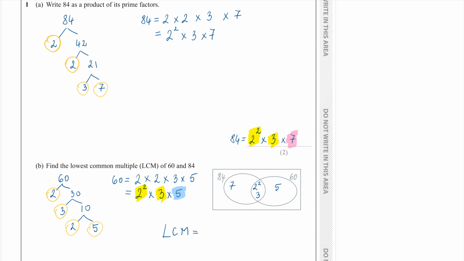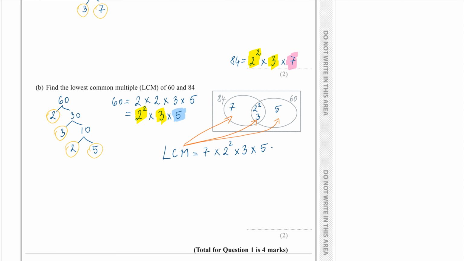The LCM is everything in these two overlapping regions. That is 7 times 2 squared times 3 times 5. We can type this in the calculator, which gives us 420.